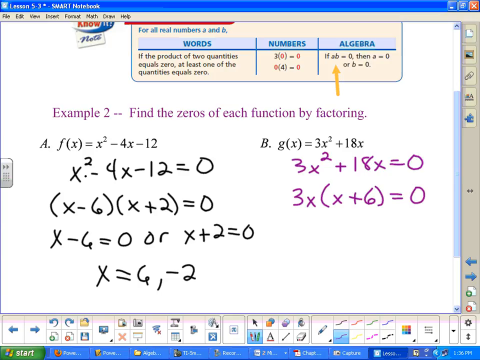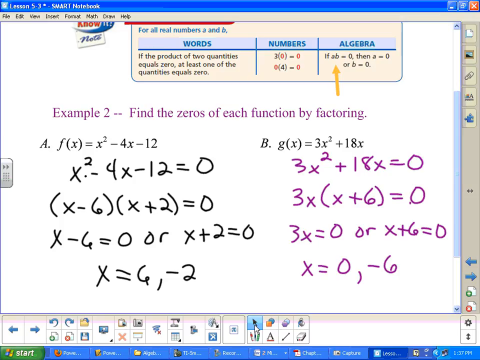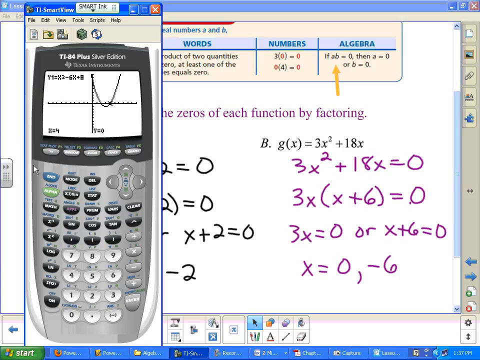Okay. Now, 3x would be my A, and x plus 6 would be my B. So then either 3x equals 0 or x plus 6 equals 0. So we divide by 3, and x equals 0 or negative 6. And we could check that. Let's see if we put that in our y equals or not. Put in our y equals, we have 3x squared plus 18x, graph it.